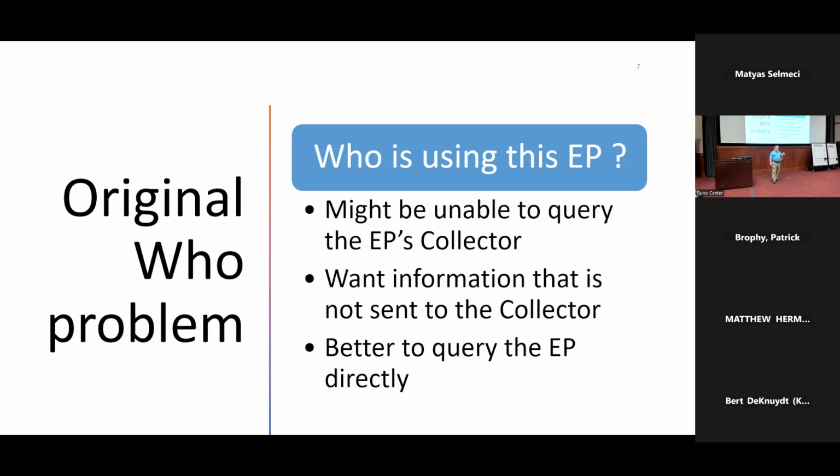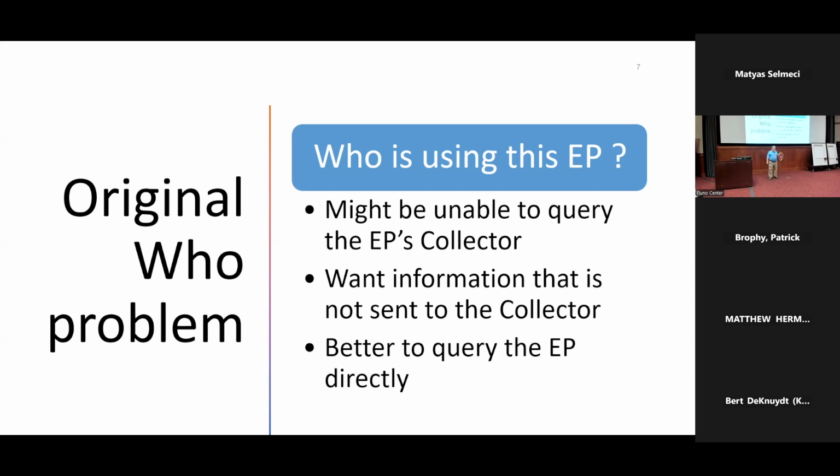But the collector may not actually respond to queries from the EP. In modern Condor configurations, it often doesn't. We may actually want information that the EP doesn't send to the collector. We don't tend to send to the collector, for instance, process IDs for jobs because that's not interesting off node. It is interesting to the person sitting on the node because then they can follow that information up and look at things. So it's actually better in this case to query the EP directly.